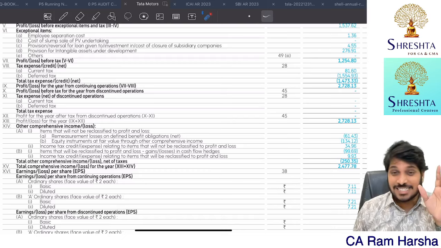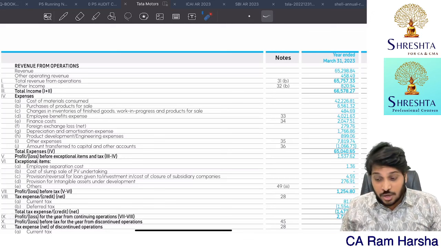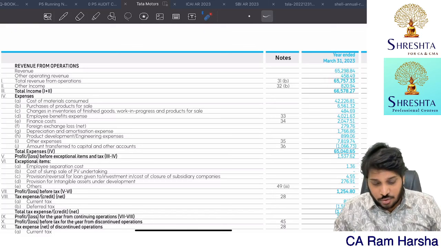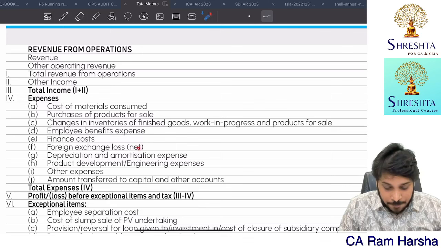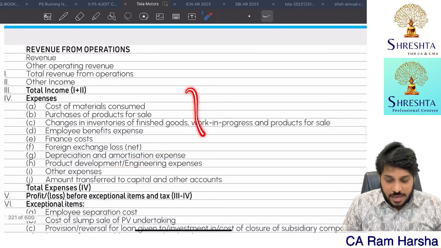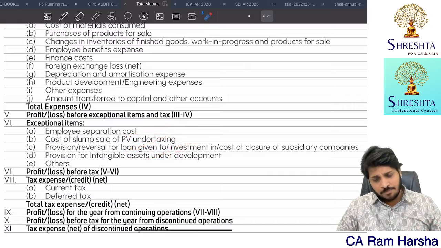Now I will give you this. You have to verify, you have to do audit, right? You are appointed as an auditor for Tata Motors. You have to check whether this amount 65,000 crore is correct, whether this 458 crore is correct, whether the cost of materials consumed, whatever the number they have, is correct. Purchases value correct? Employee benefit some 1,000 crore, finance, interest expenditure, foreign exchange loss, depreciation, product development, other expenses, various expenses they charged in the P&L, right? You need to verify all these expenses, all these incomes, all these items. Yes or no? Now, ultimately, after verifying all this, what you have to do?